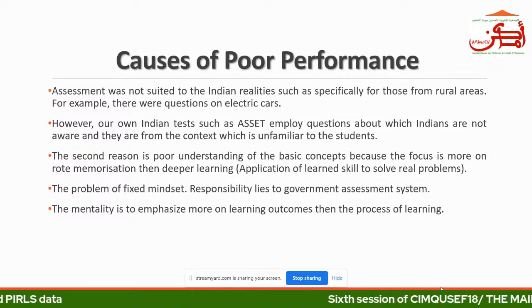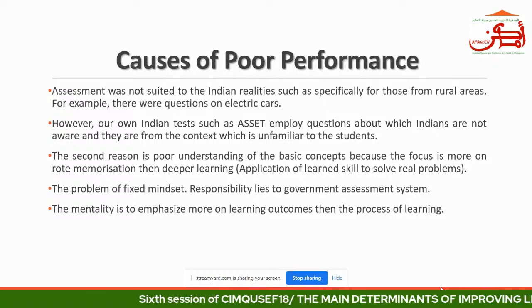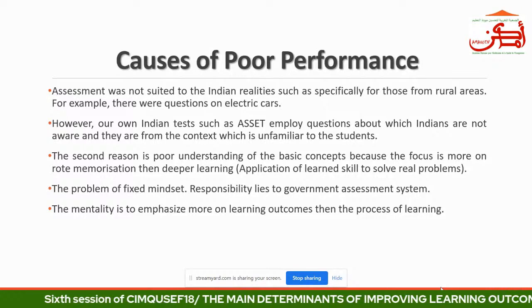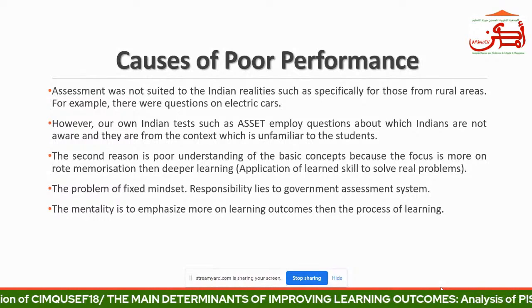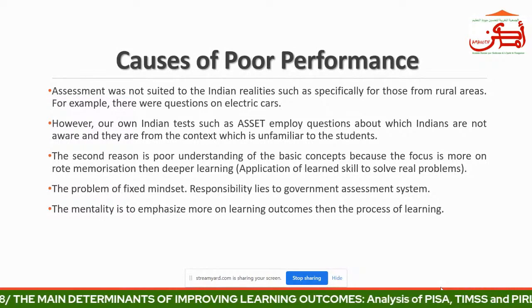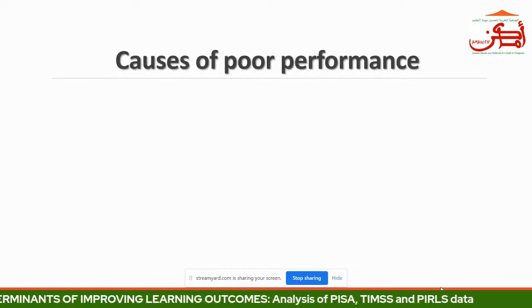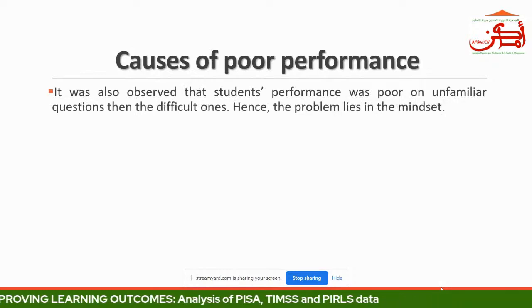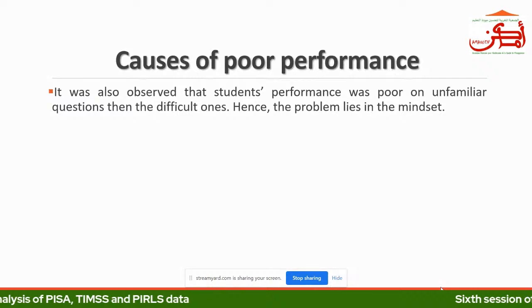So when we start focusing more on the process of learning, the process of learning is the determinant of this main theme. So the focus should be more on the process of learning than the outcomes. The next cause was that unfamiliar questions were asked. Actually, the questions were not difficult, but the questions were unfamiliar.